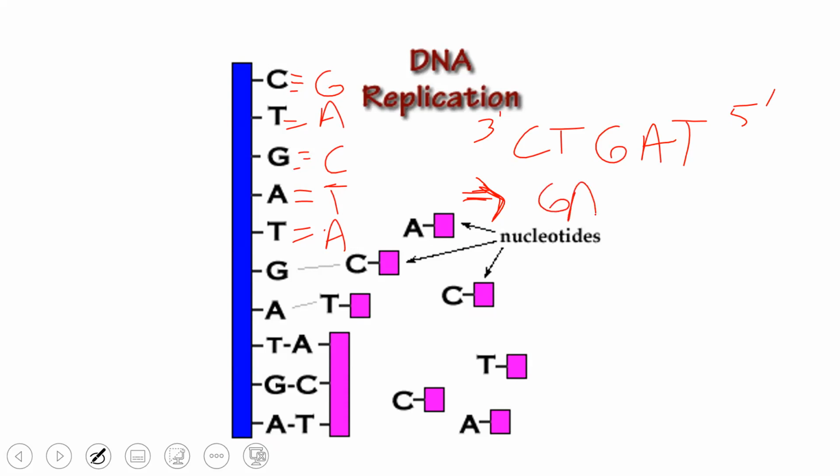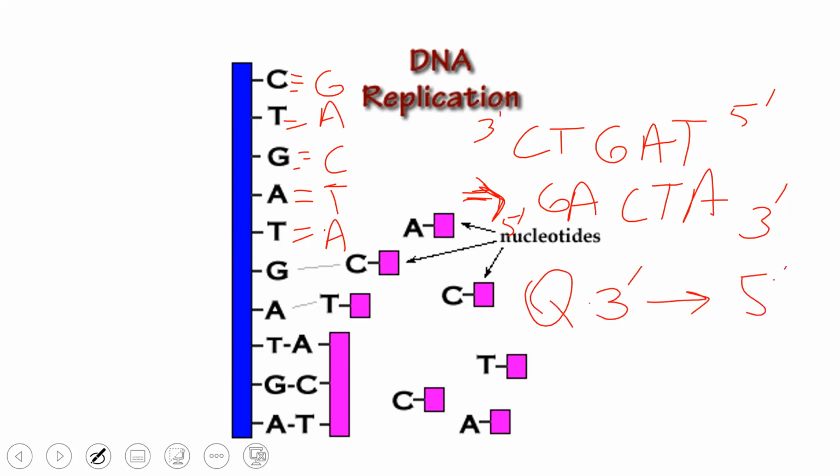So you're going to tell me GACTA, right? And then we know the primes are always reversed. So 5 prime to 3 prime is the correct sequence that we have. So I hope that is clear. Now, what ends up happening in a question is, he asks you, please write the 3 prime to 5 prime sequence of the nucleotides that will form against this strand.